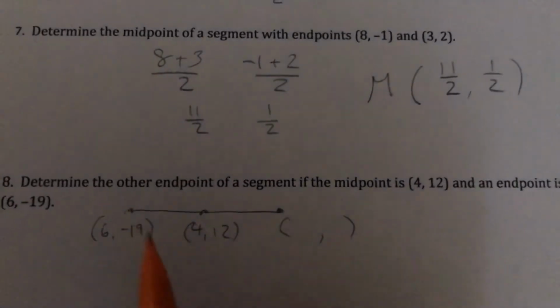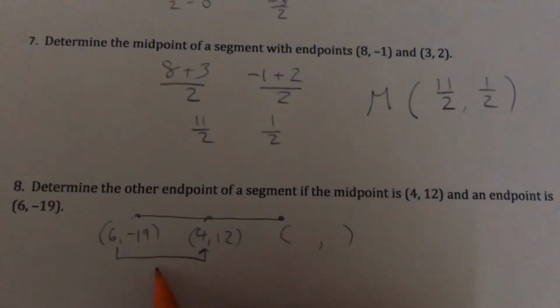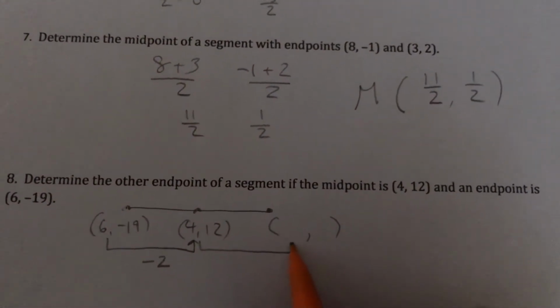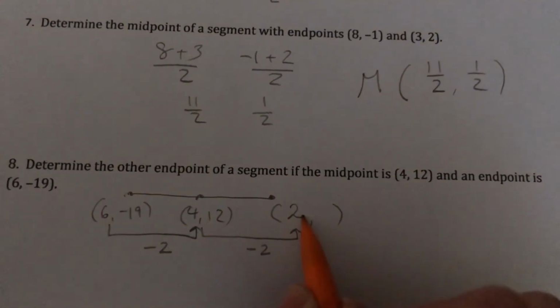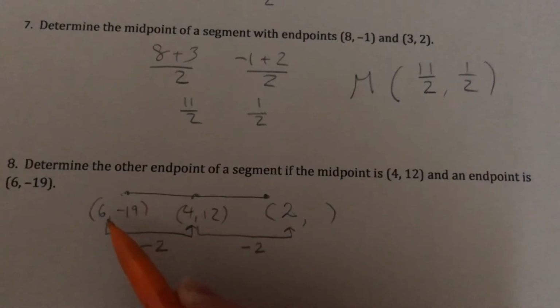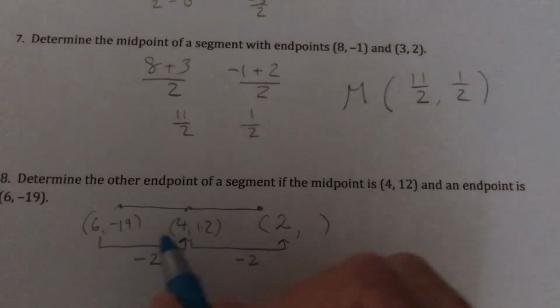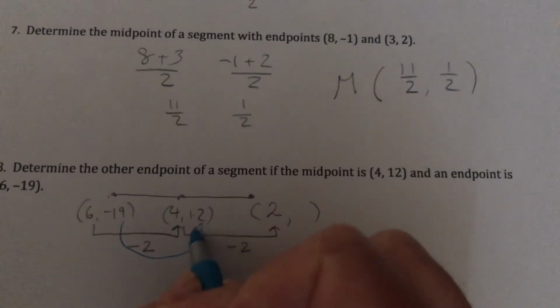One's using a picture. So to get from 6 to 4, what did I do? I subtracted 2. So I'm going to have to subtract 2 again to get to the next coordinate. So 4 minus 2 is 2. Let's check. 6 plus 2 is 8. 8 divided by 2 is 4. That's good.